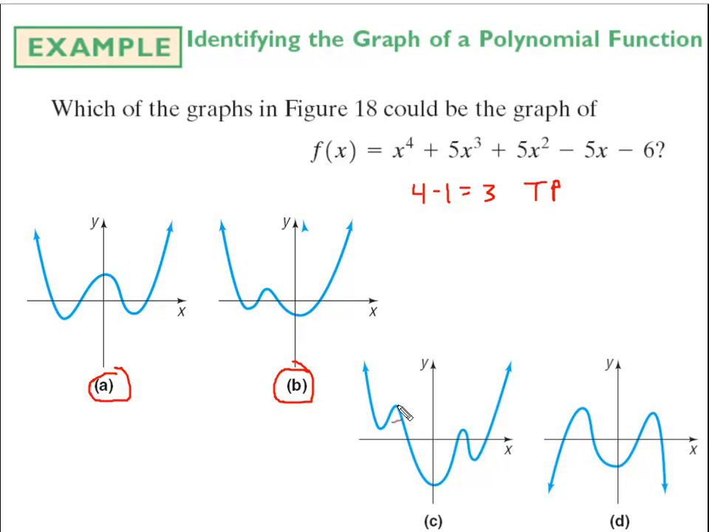But take a look at letter C. It's got 1, 2, 3, 4, 5 turning points. So this one is no longer valid. So based on the knowledge and the analysis of turning points, letter A or B could feasibly be graphs that represent this polynomial.